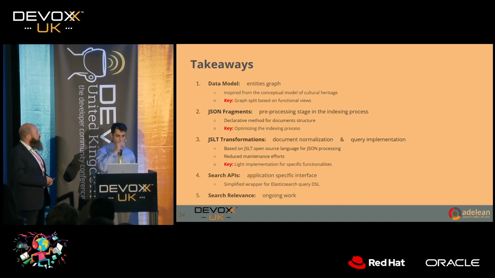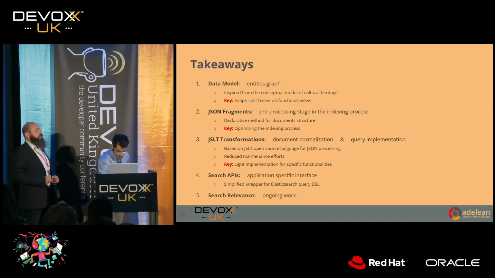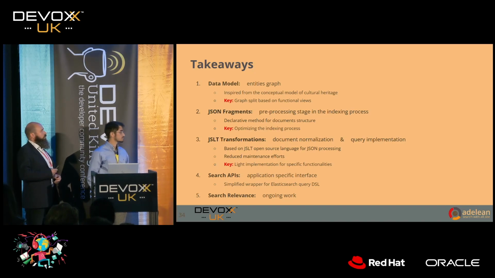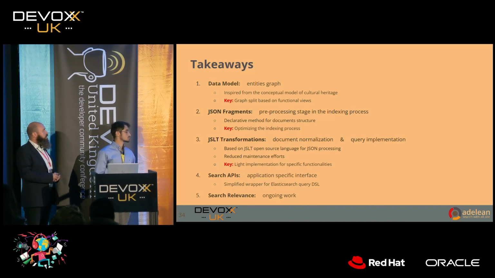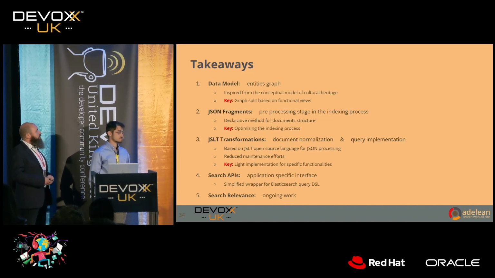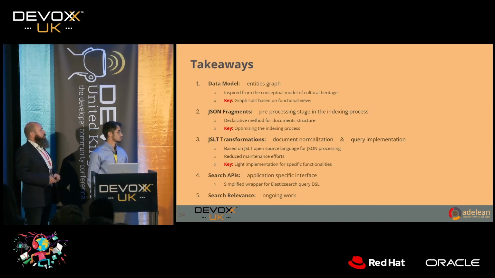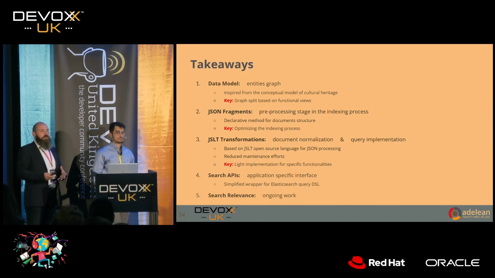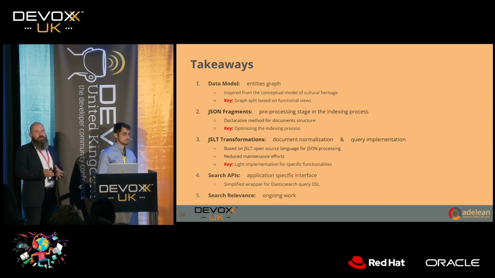The second thing that we talked a lot about are these JSON fragments, which was a necessary optimization to ensure a good performance in terms of indexing. JSLT transformations, because it's a very light way of transforming documents and to adjust them to your needs if you want to store complex documents in Elasticsearch or any other search engine.